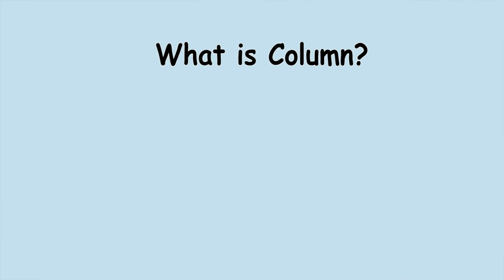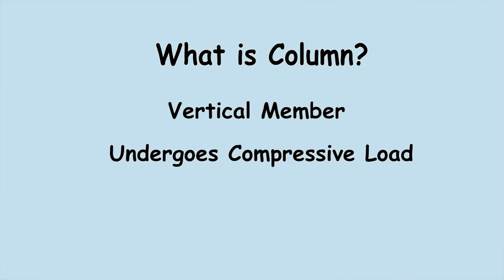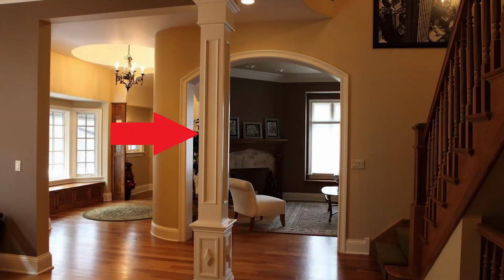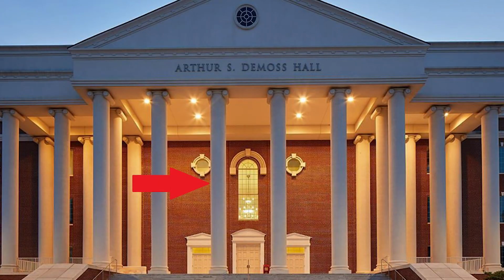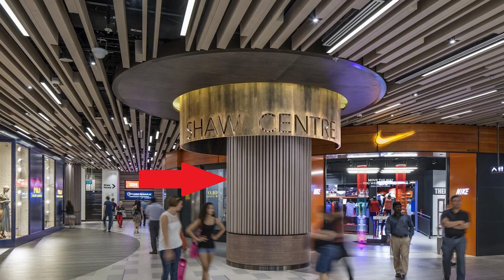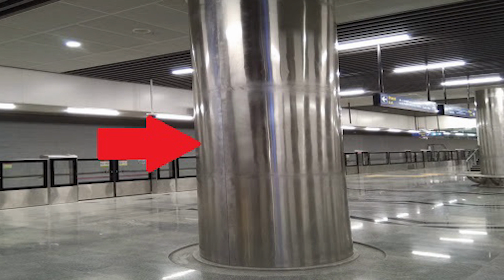Today we will study about columns. What is a column? A column is a vertical member of a structure which undergoes compressive loading. Have you ever seen a column? The answer is yes. You have seen columns at your homes, workplaces, if you are a student at your university or college, at malls and at metro stations.